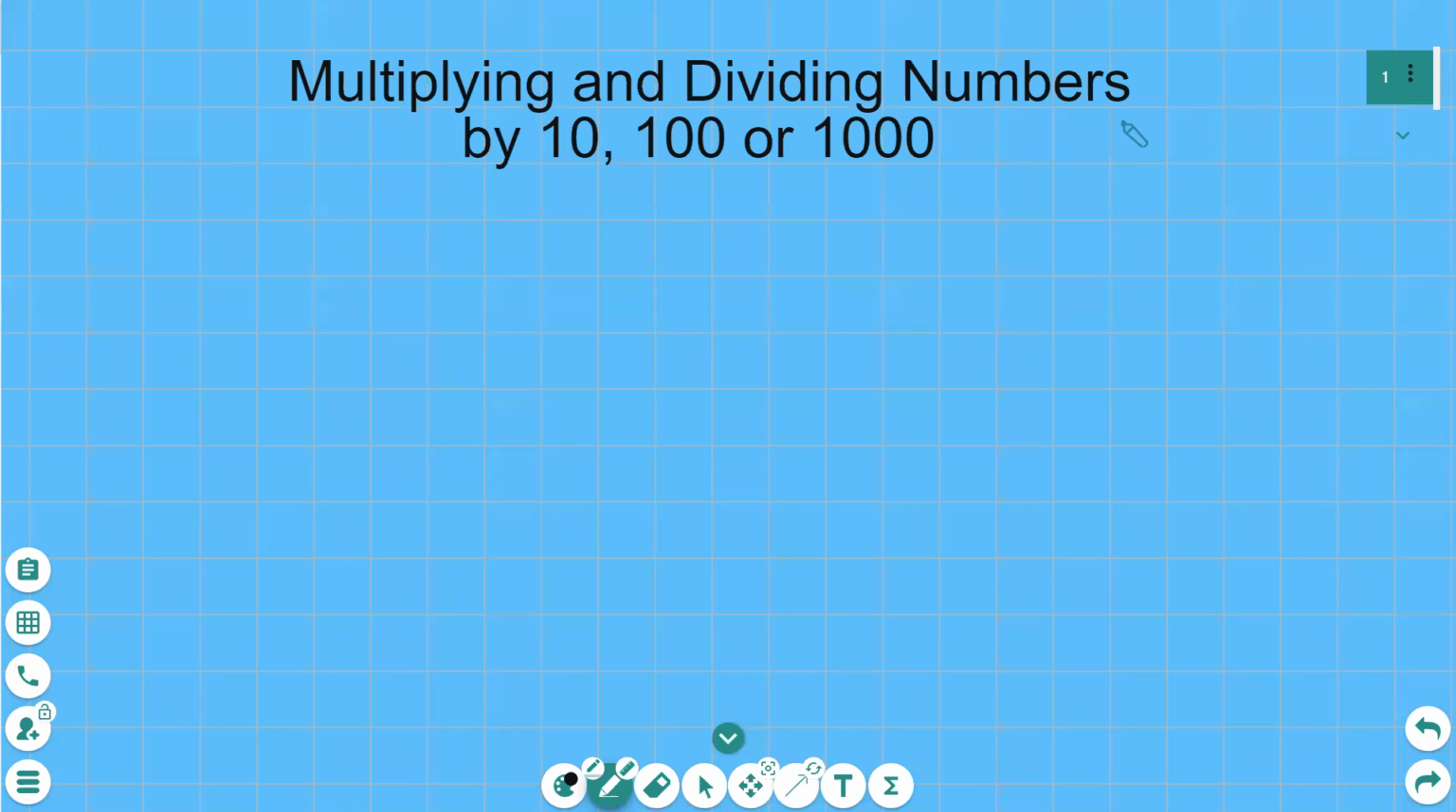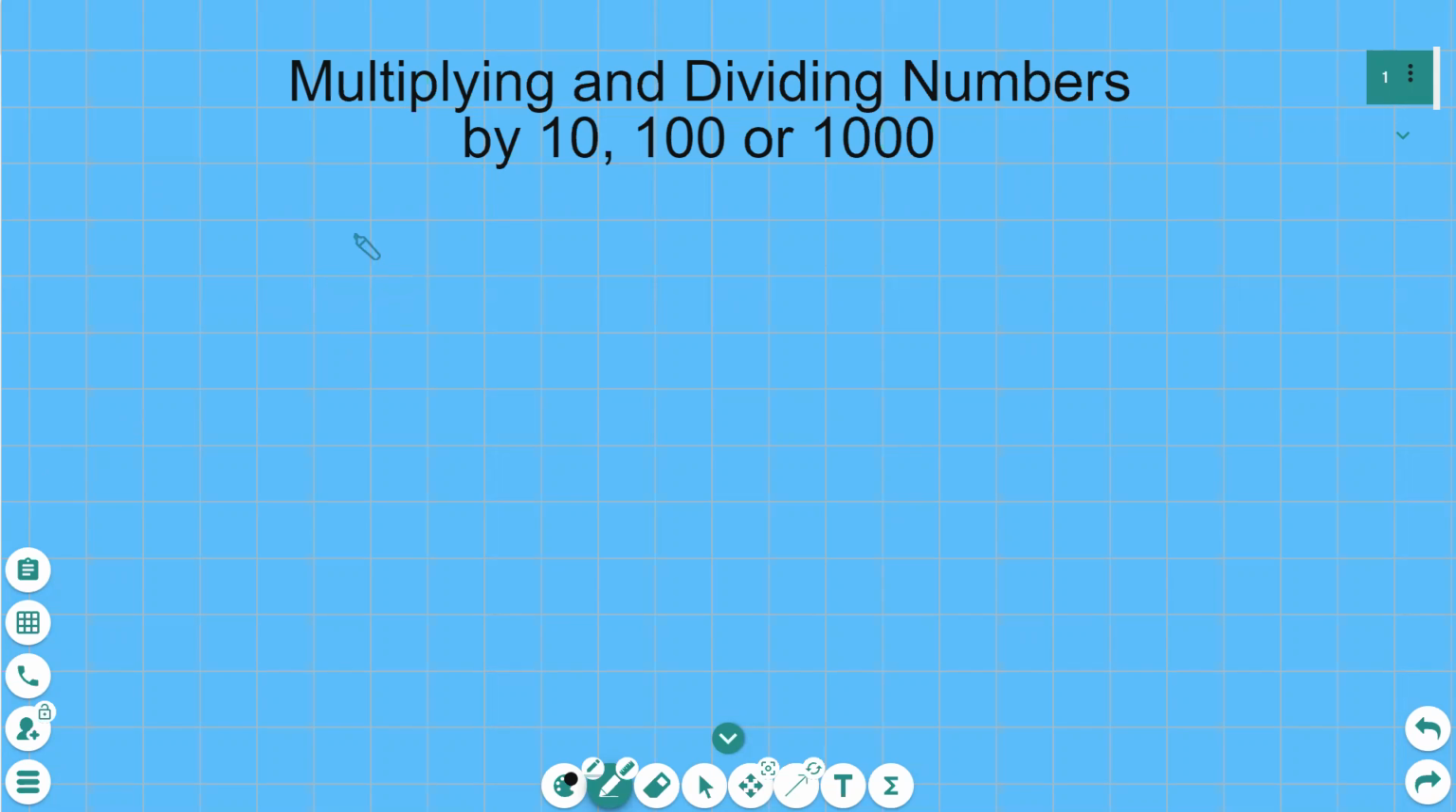Hi, well in this video I'm going to talk about multiplying and dividing numbers by 10, 100 or 1000. And these are called powers of 10. If you've got 1 followed by zeros, those are powers of 10. When this happens, the decimal point will move. And the first thing you have to think about is, where is the decimal point?